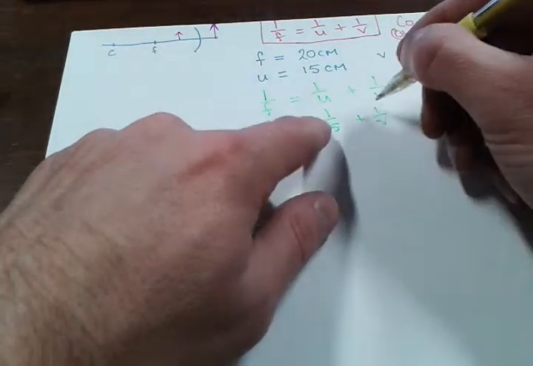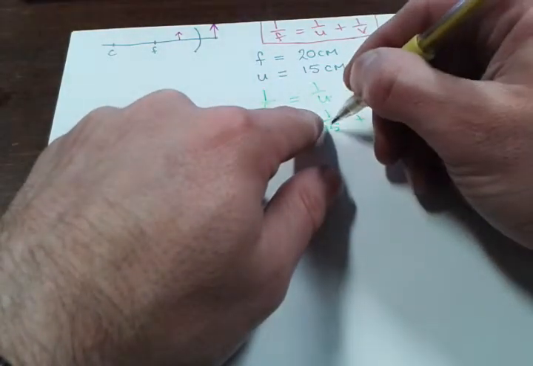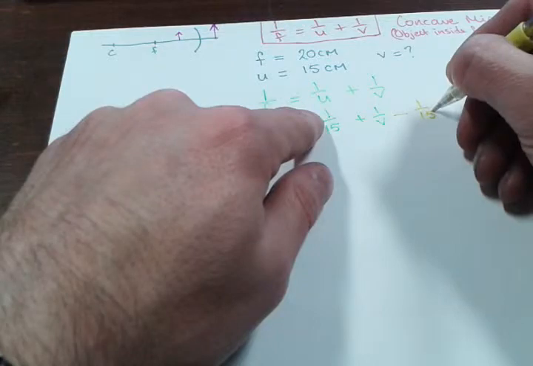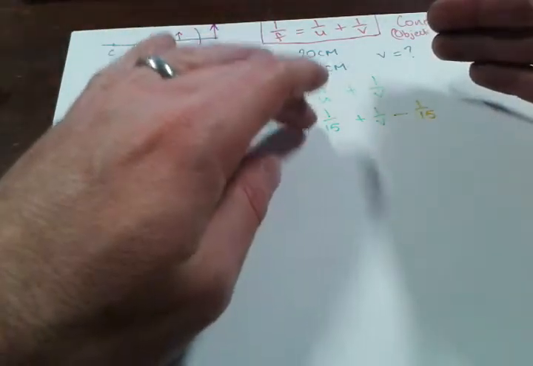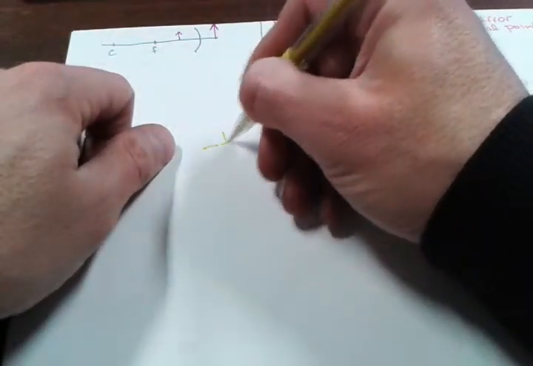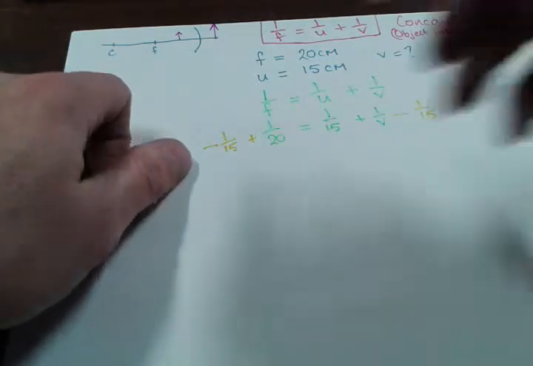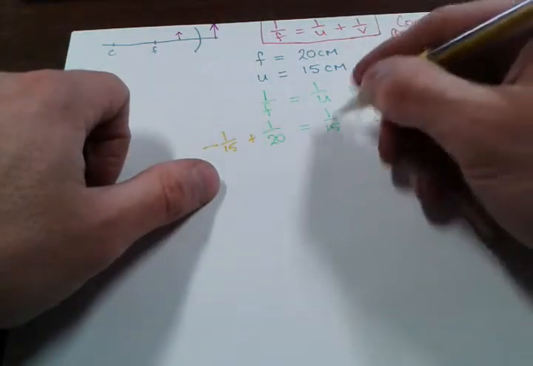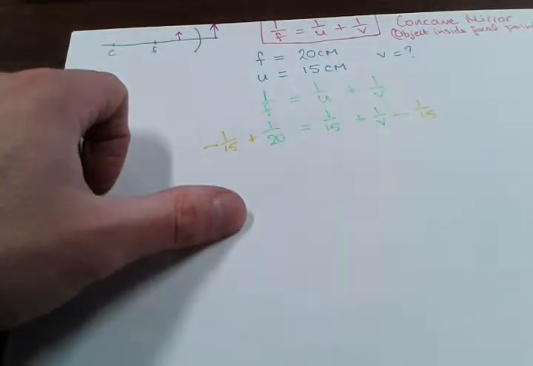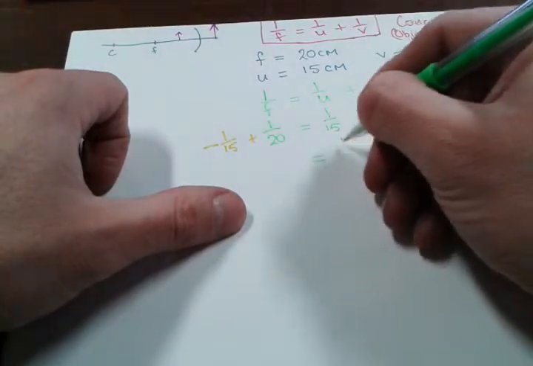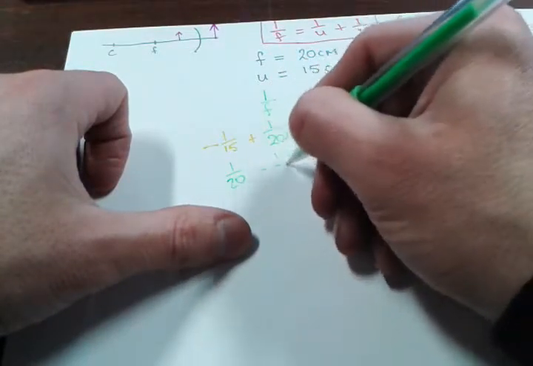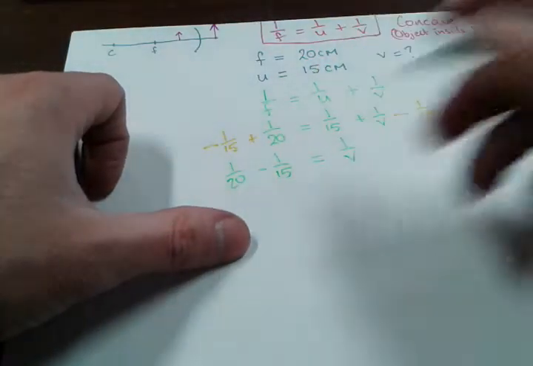On this side, I want 1 over v on its own, but 1 over 15 is added to it. To get rid of that, I have to subtract 1 over 15. Because this is an equation, I can't just do something to one side; I have to also do it to the other. So I'll subtract 1 over 15 from that side as well. What I end up with is 1 over v on this side, because those will cancel, and 1 over 20 minus 1 over 15 on the other side.